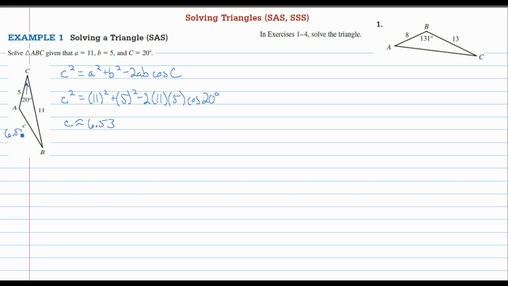Now since I have all of the sides, I can use one setup to find an angle. I'm going to choose to find angle B first. I could have chosen to find angle A, but I'm going to use B. So I'm going to start out with b squared equals, and this time it will be a squared plus c squared minus 2ac cosine angle B. Side b I know is 5. Side a I know is 11. Side c I'm just going to call C right now because it is programmed in my calculator that way. And I'm looking for angle B.